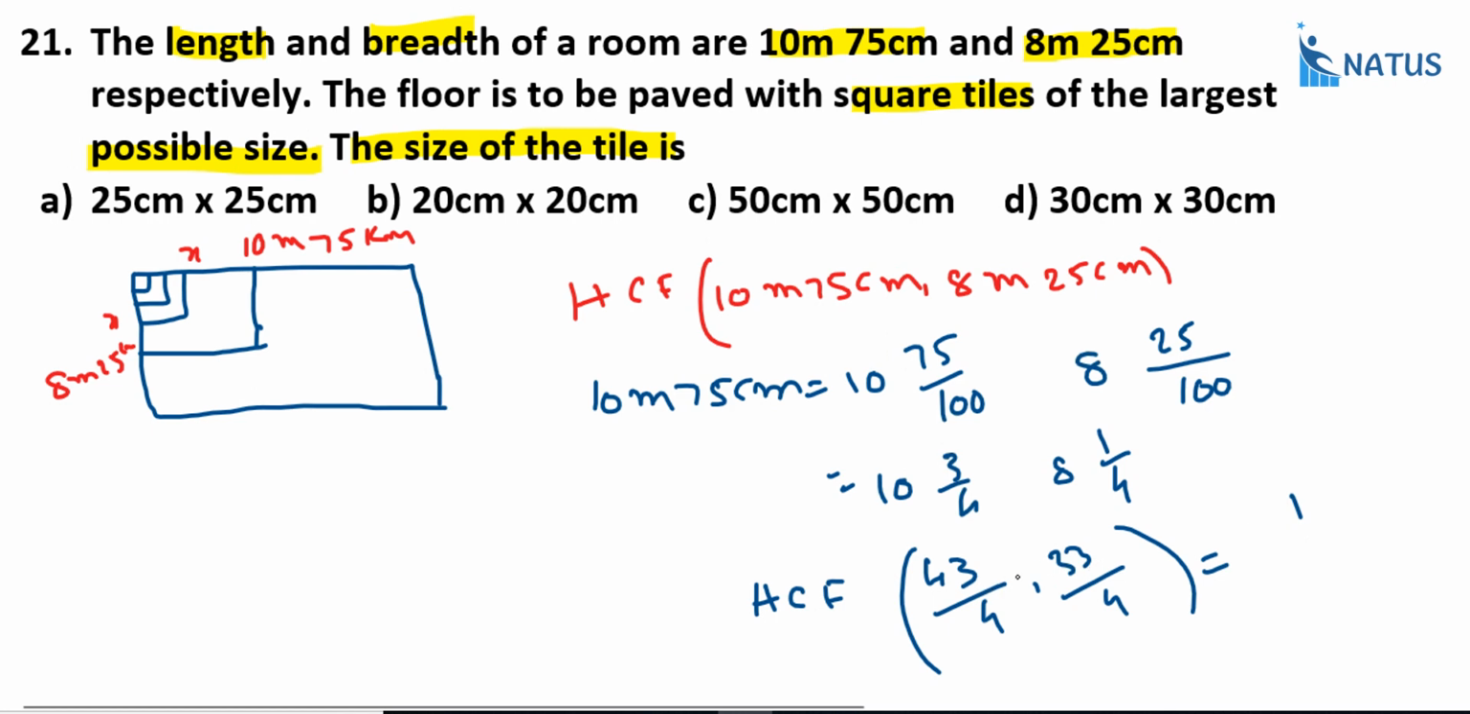Why? Because these two numbers are co-primes. Next, what is the LCM of 4 and 4? That is equal to 4. So 1 by 4 meters. What is 1 by 4 meters? That is equal to 25 centimeters. What we require, the length x, is equal to 25 centimeters. What we require is the size of a tile, so that is equal to 25 centimeters by 25 centimeters. Option A is the correct answer.